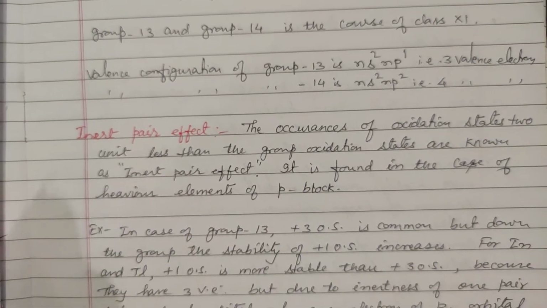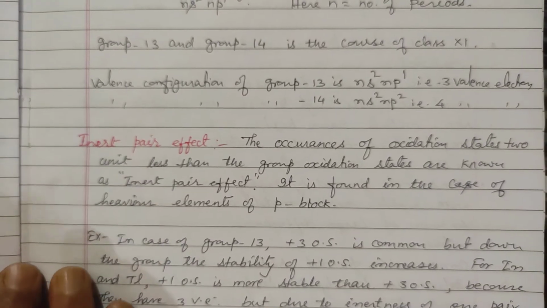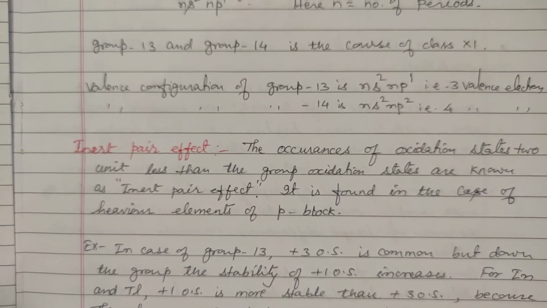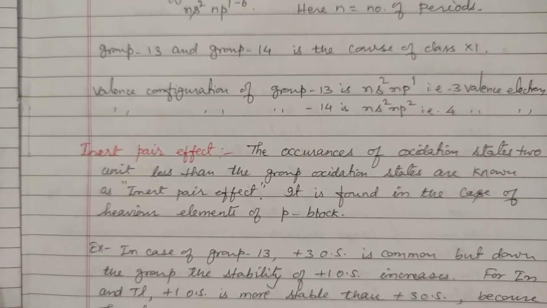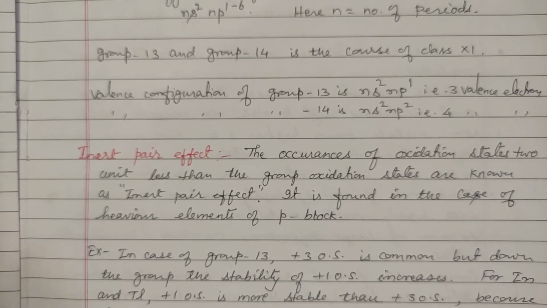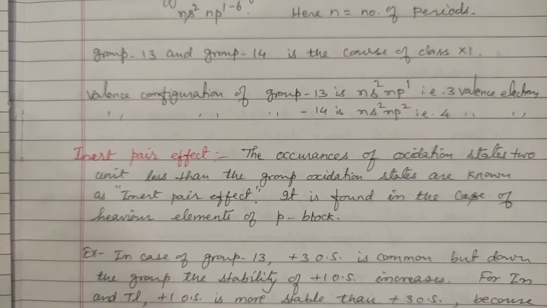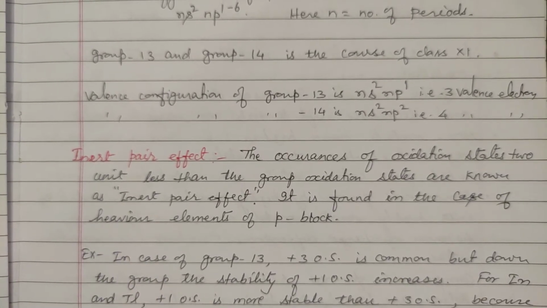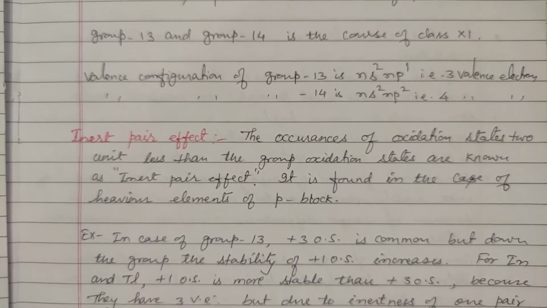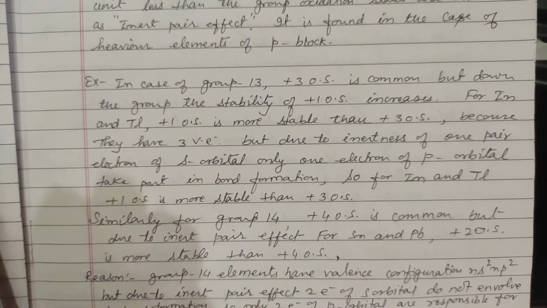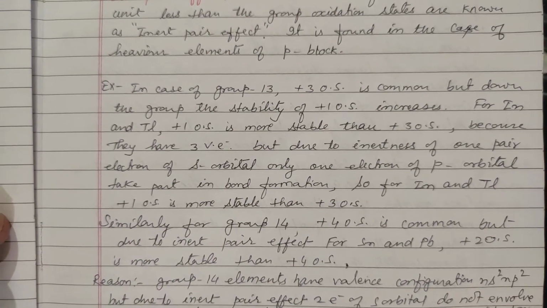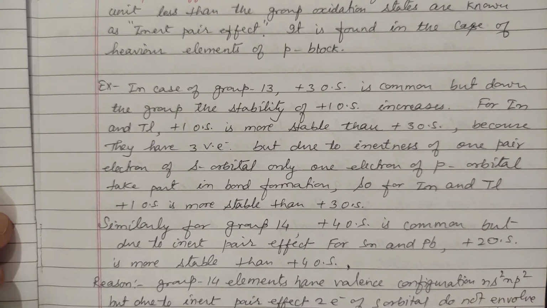Now, the very important topic is the inert pair effect. Now, what is the inert pair effect? The occurrence of an oxidation state 2 units less than the group oxidation state is known as the inert pair effect. It is found in the case of heavier elements of P block. Now, come to the example. In the case of group 13, group 13 has ns2 np1 configuration. It has 3 valence electrons.